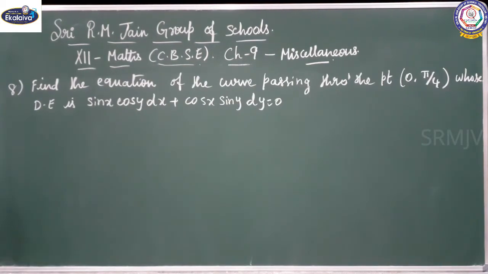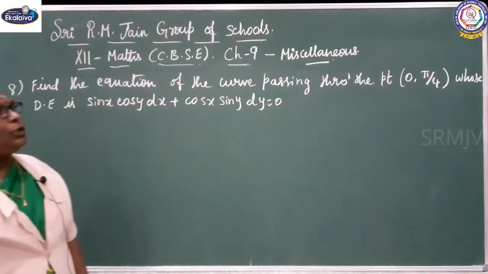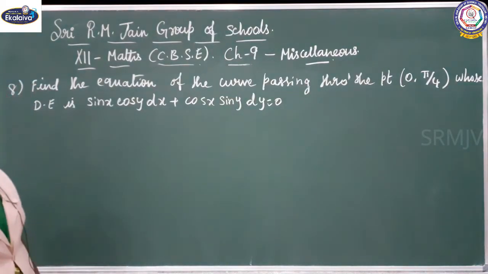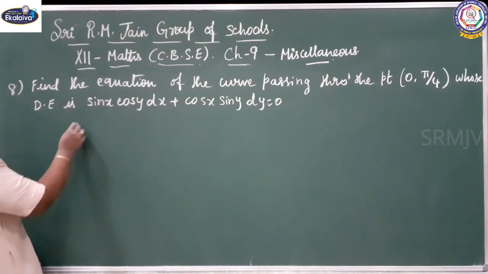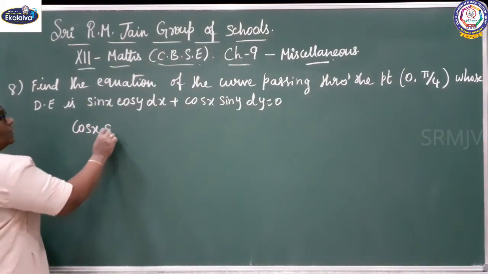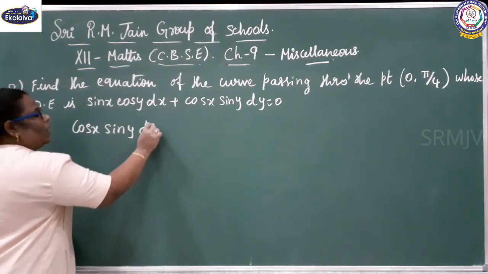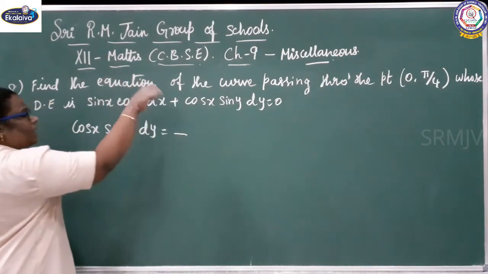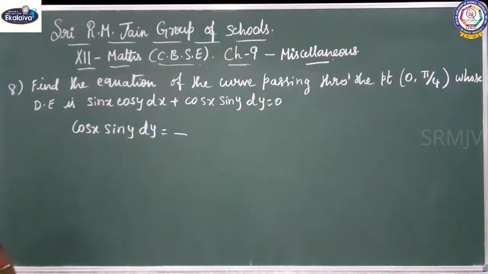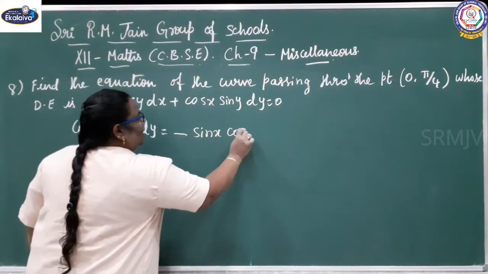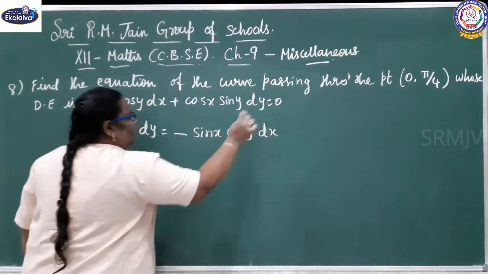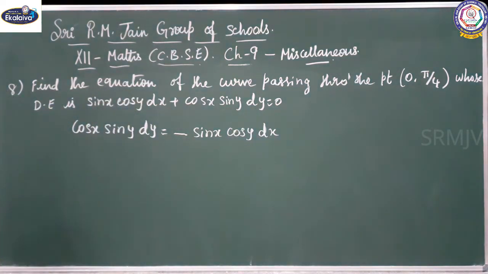See the eighth sum. Find the equation of the curve passing through the point 0, pi by 4, whose differential equation is sin x cos y dx plus cos x sin y dy equal to 0. So you can take the differential equation cos x sin y dy equal to minus, you can bring this term to the right hand side, sin x cos y into dx by variable separable method.